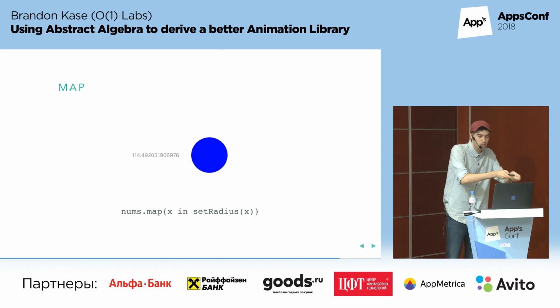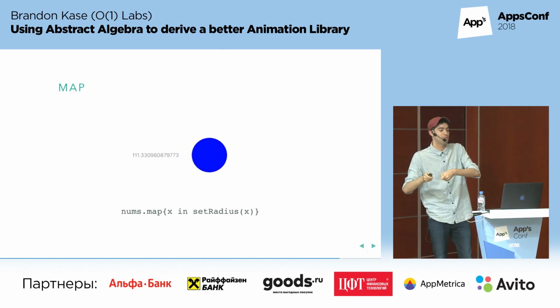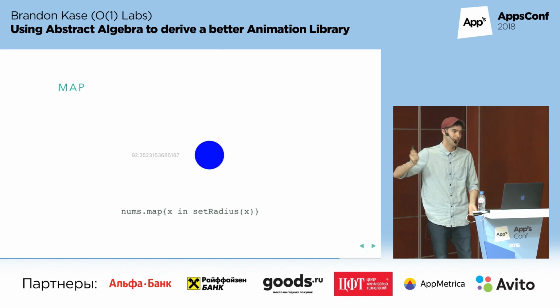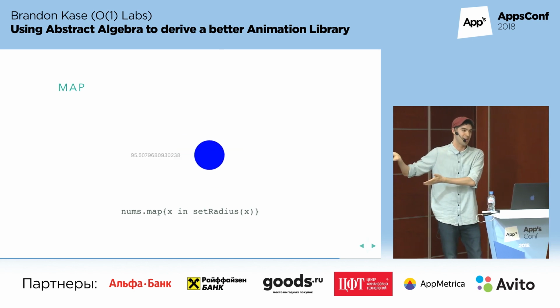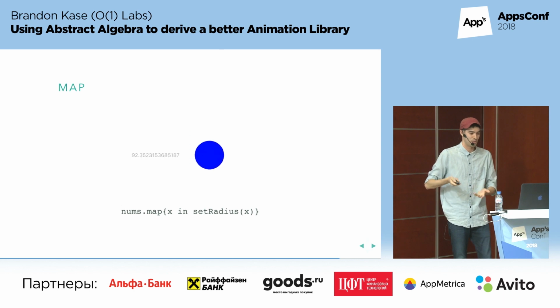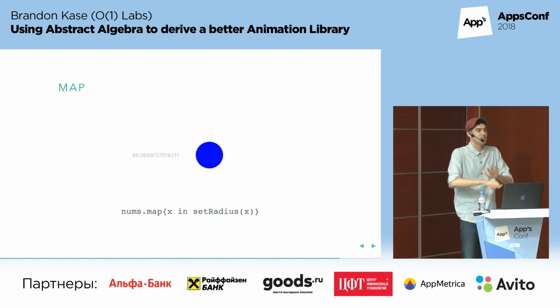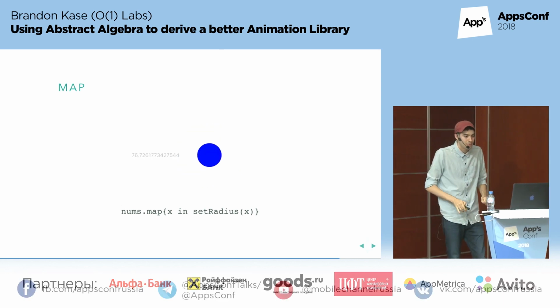However, it's useful maybe to map that into something that sets the radius of a circle in a view. And then we actually have an animation that we want to use. So, okay, this is the core of the library, all right?